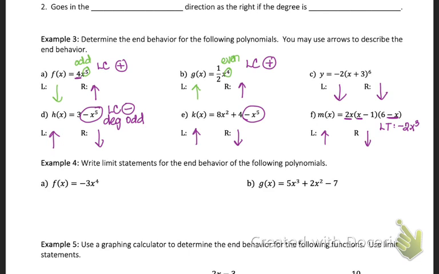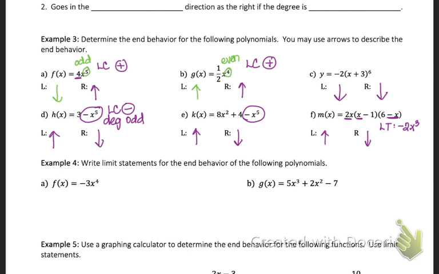All right, here is what we get. Now, what I want to make sure that you pay attention to is how on D and E, the leading term is not in the front position. Also, make sure you take the sign with it. So 3 minus x to the 5th makes my leading coefficient negative, and my degree is odd. So negative coefficient, right side is down. Degree odd means left side is opposite. So we get up, down.